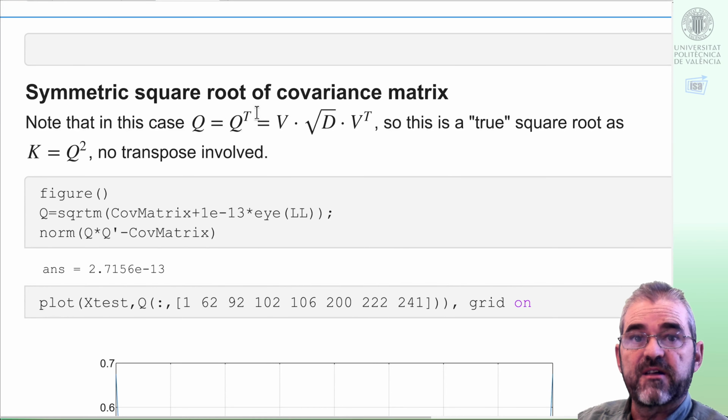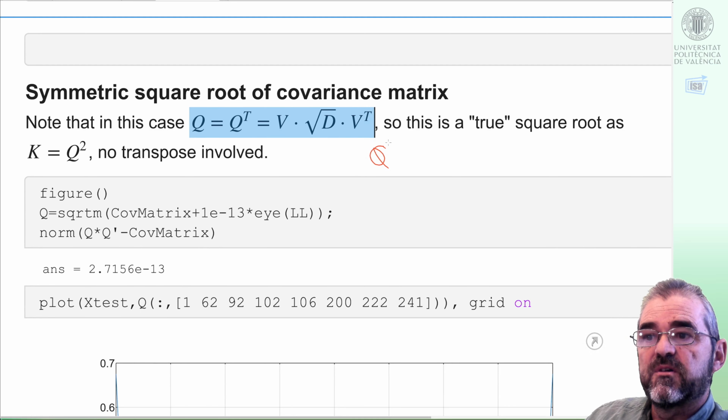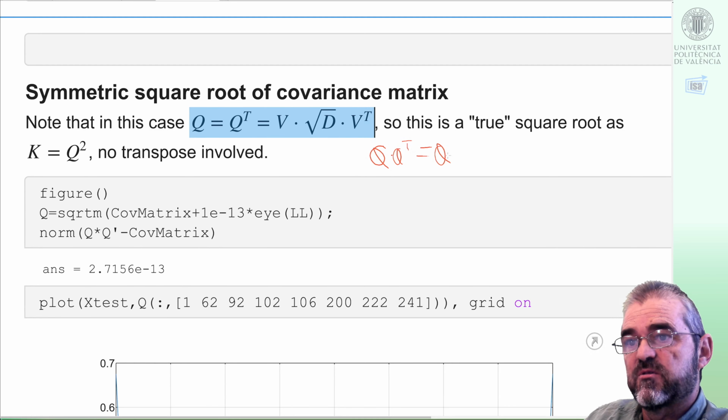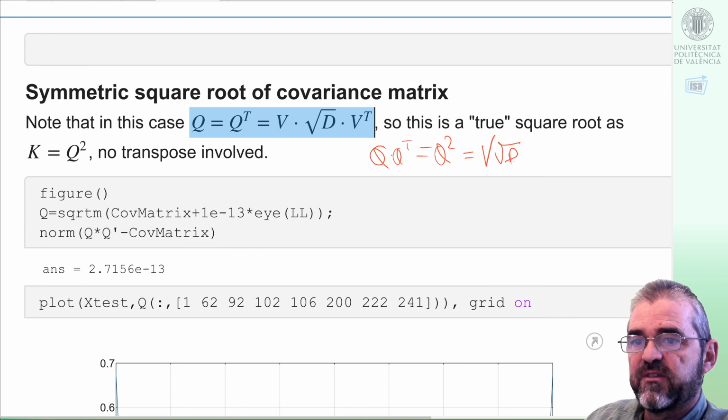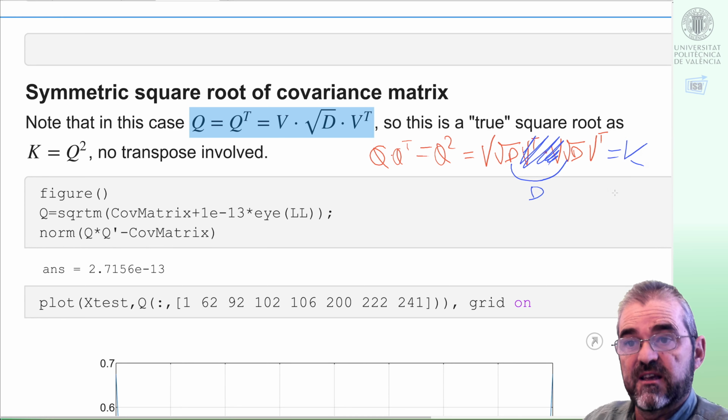Let us now consider the symmetric square root of my matrix, in which Q is equal to Q transposed, and it's V square root of the diagonal V transposed from the eigenvalues and eigenvectors from diagonalization. Indeed, if I multiply Q times Q transposed, which is the same as Q squared because Q is symmetric, so this is a true square root, then I get V square root of D V transposed times V square root of D V transposed, and as V is an orthogonal matrix, this cancels out, this ends up being D, and of course then I have the covariance matrix K.